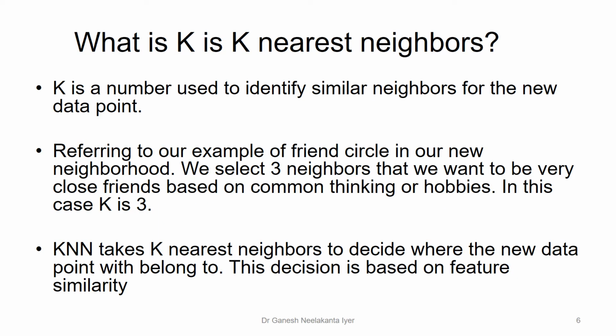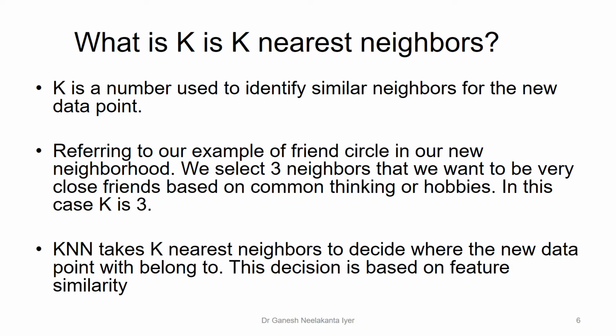So what is K? It's a number used to identify similar neighbors for the new data point. Referring to our example of friend circle, assume we select 3 neighbors that we want to be very close friends based on common thinking and hobbies. In this case, K is 3. So KNN takes K nearest neighbors to decide where the new data should belong.